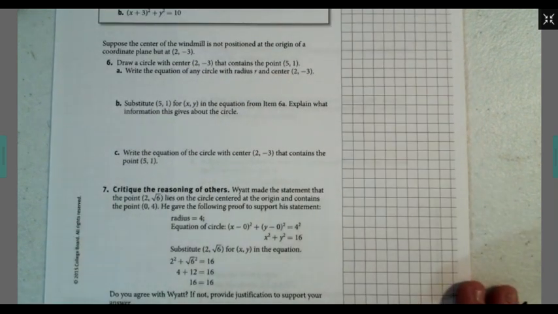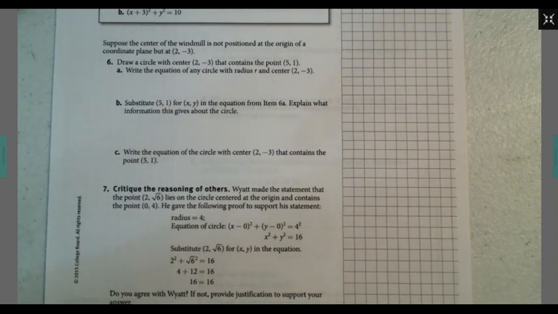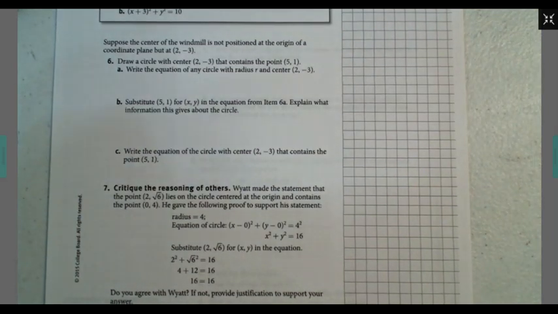Section 3 asks us to cover questions 6 and 7. So let's start off. It says, suppose the center of the windmill is not positioned at the origin of a coordinate plane, but at 2, -3. Draw a circle with center at 2, -3 that contains the point 5, 1. Write the equation of any circle with a radius r and center at 2, -3.